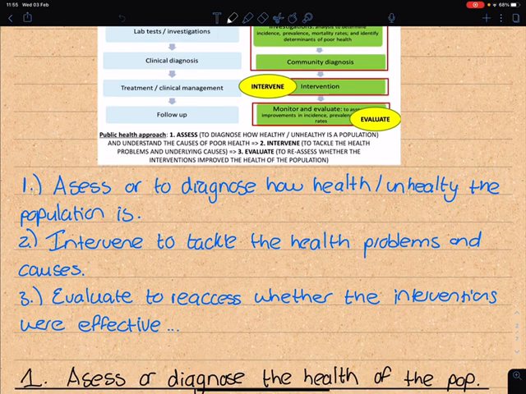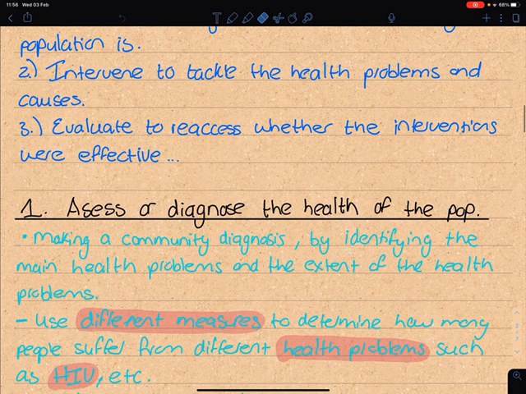So assess or diagnose is where you'll assess or diagnose how healthy or unhealthy a population is, and you'll also diagnose the problems within the population. What is wrong? What are the health concerns? And then intervention. Intervention is what you'll do in order to tackle the health problems that you identified in the diagnose or assess phase. And then evaluation. In evaluation, you will reassess how effective your intervention was. Were your aims met? Are the health problems rectified? That's what you do in your evaluation.